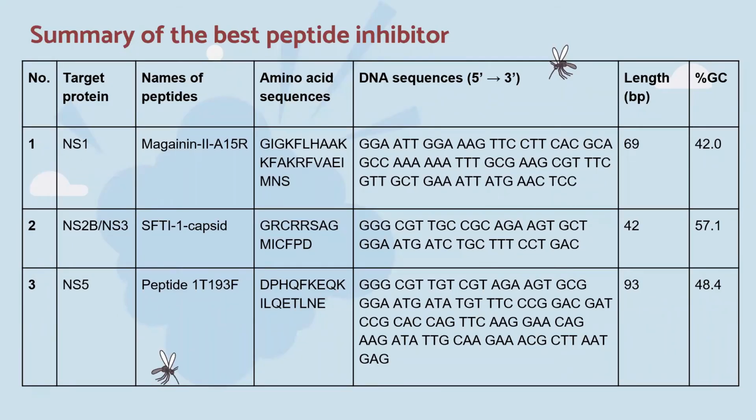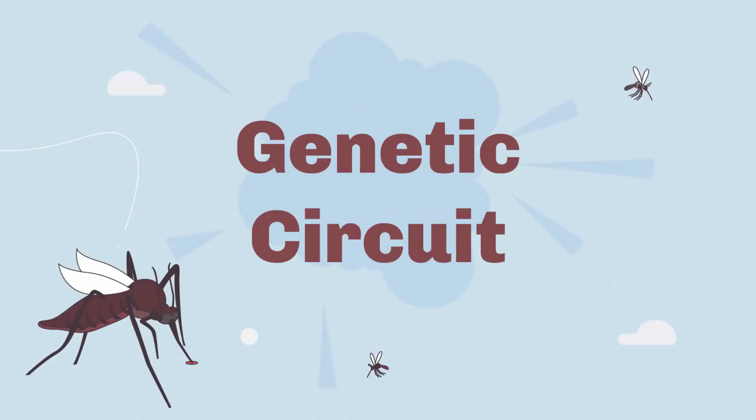This table summarizes the best peptide inhibitor for each viral protein and its DNA sequence. The best inhibitors for NS1, NS2B NS3, and NS5 proteins are GAIN 2, AU15R, SFTI1 capsid, and peptide 1T, 193F respectively. Excluding the start codons and stop codon, all of them are less than 1 kilo base pair in length, with the GC content between 40 to 60%. Now I'm going to present the ideas of our genetic circuit design.